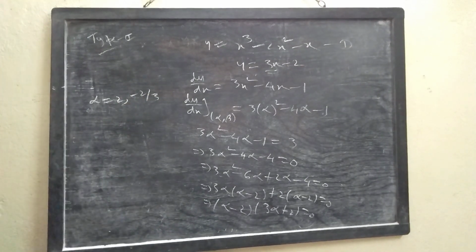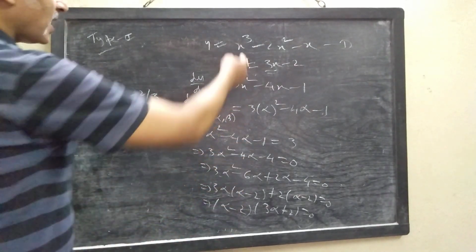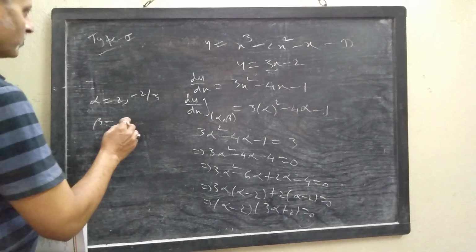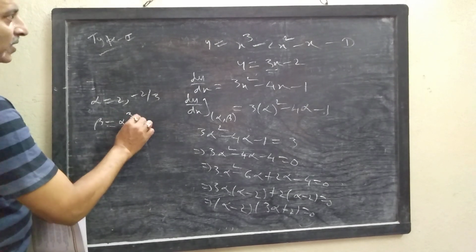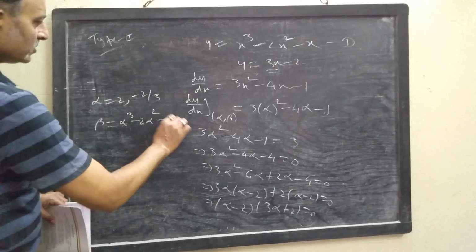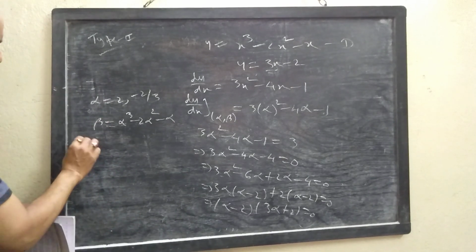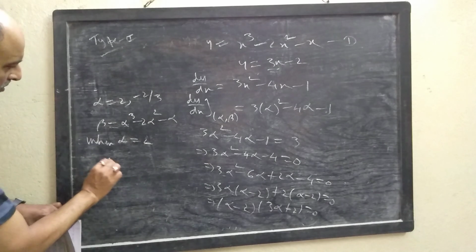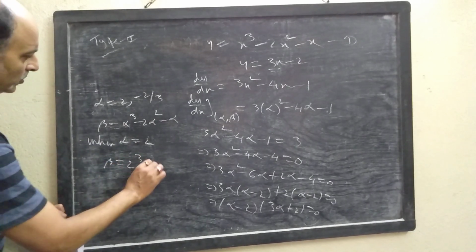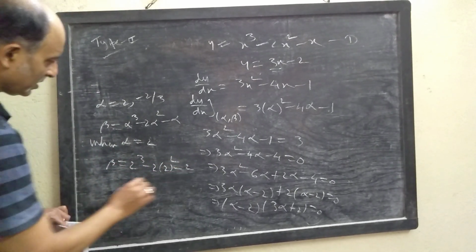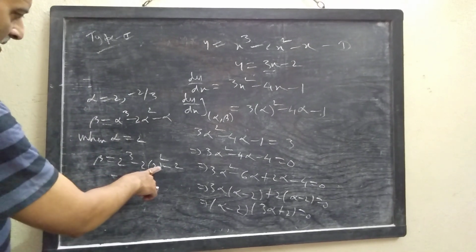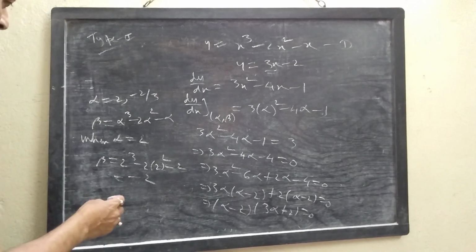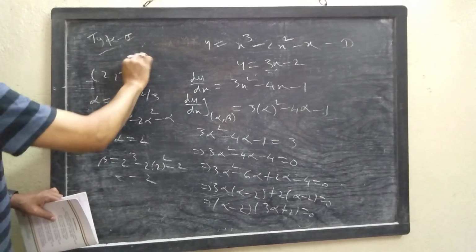Now, as the point (alpha, beta) lies on the given curve, we have beta equals alpha cube minus 2 alpha square minus alpha. Now when alpha equals 2, beta equals 2 cube minus 2 into 2 square minus 2. This gives 8 minus 8 minus 2, so one point we get is (2, minus 2).